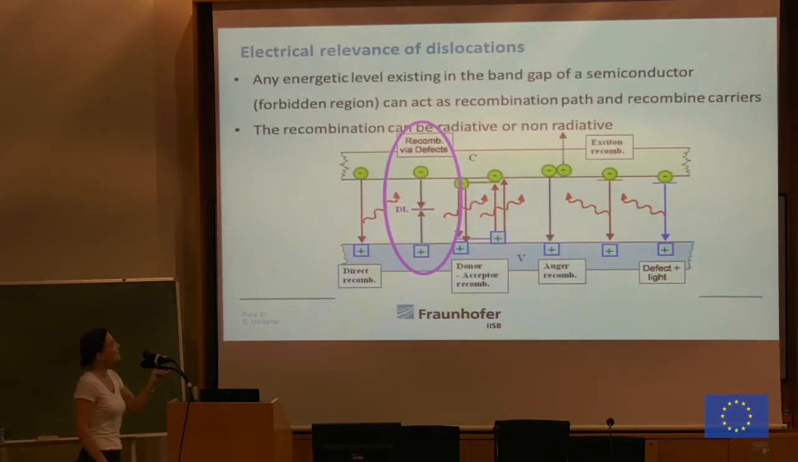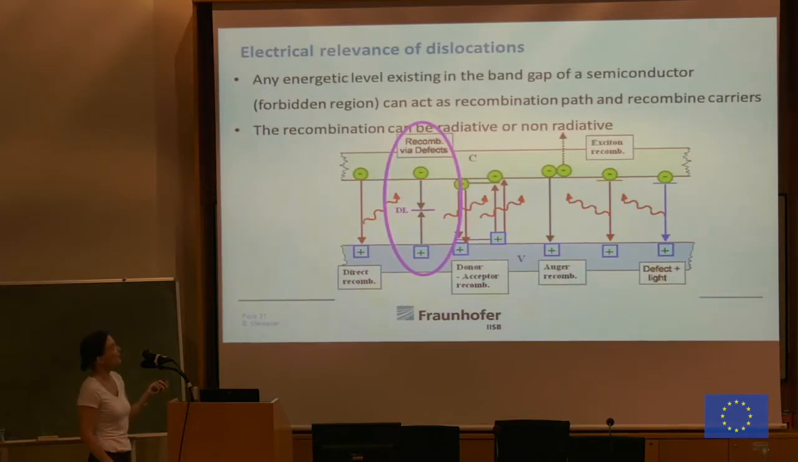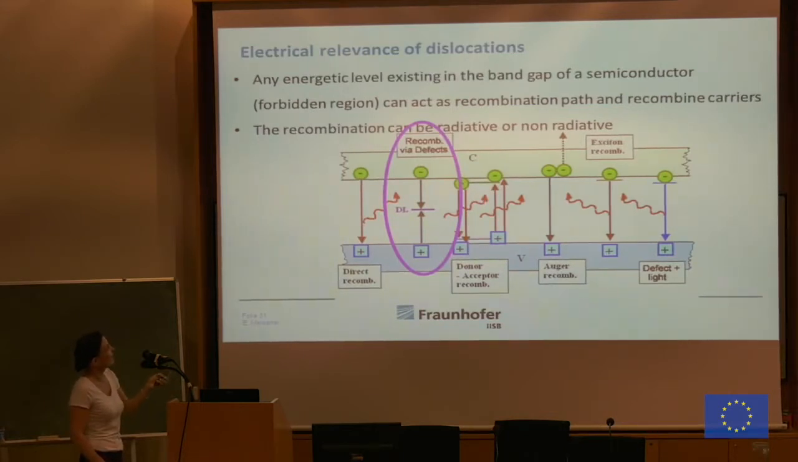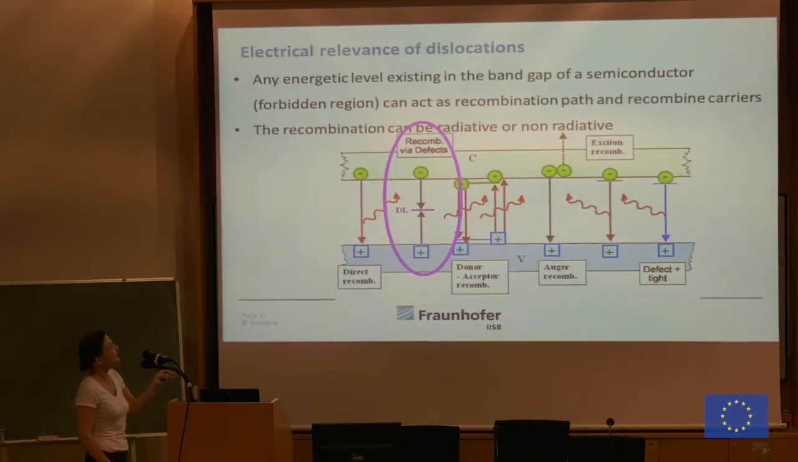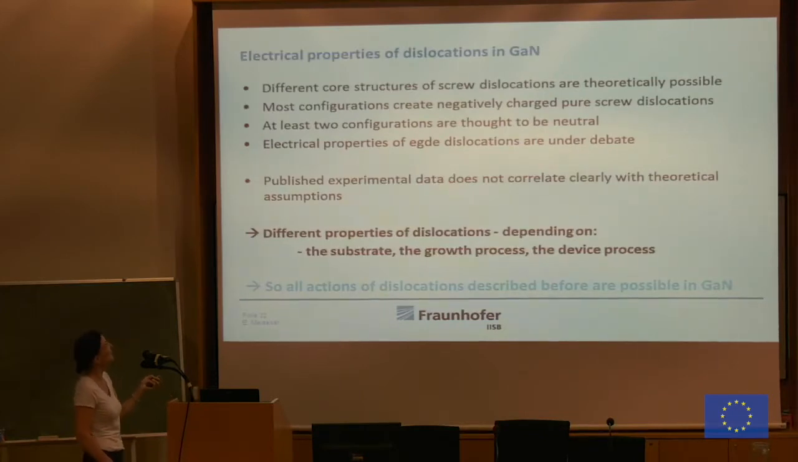So the dislocations we don't want, because any energetic level that exists in the bandgap of a semiconductor can act as a recombination path, and you saw from the cathodoluminescence image that they do, and they can recombine carriers. So you have a level, which is the defect, of course, because your crystal lattice is not perfect anymore, and this offers you a radiative or non-radiative recombination path. And this is what we don't want.